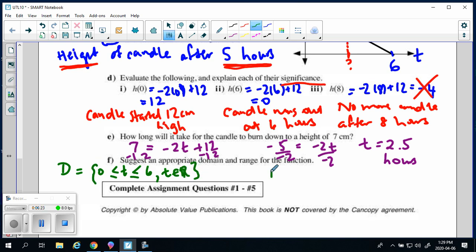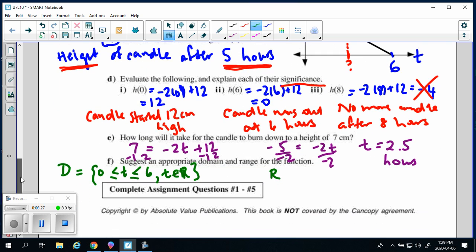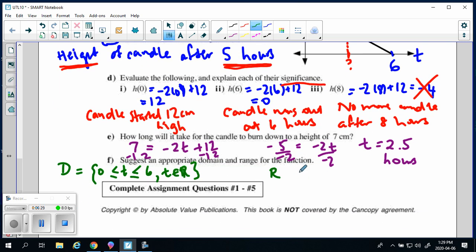And the range, if you look at the graph, only really goes from 0 to 12. So we can't have a negative piece of candle. So we're going to say that the range goes from 0 to 12. And what are we looking at the range for? H of t. And that's just another way of writing the y coordinate. So this is the domain, and this is the range.